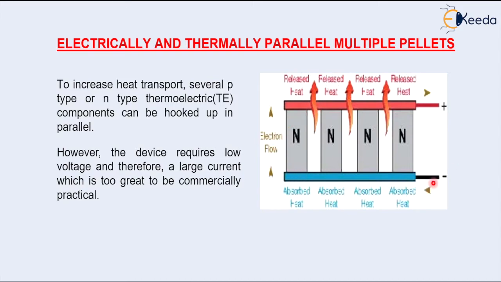You can easily see that this is the n-type and current will flow like this. And current will flow like this and it will go to the positive end of the battery. And then again the current will flow like this. So I already told you that heat will flow in the direction of charge carrier flow. So heat will flow like this.